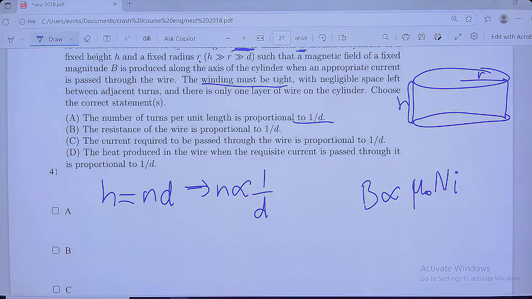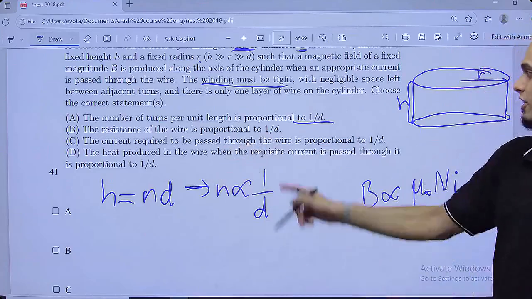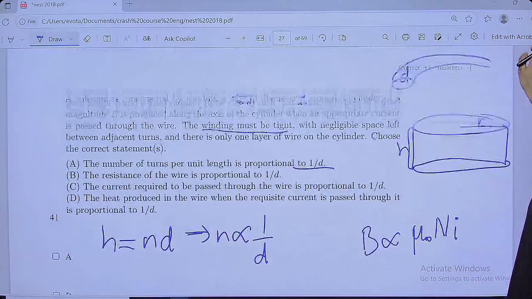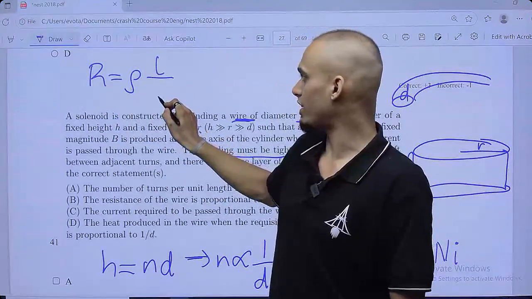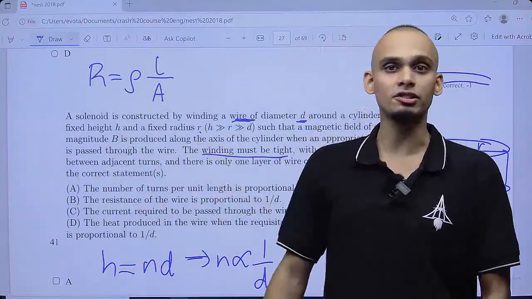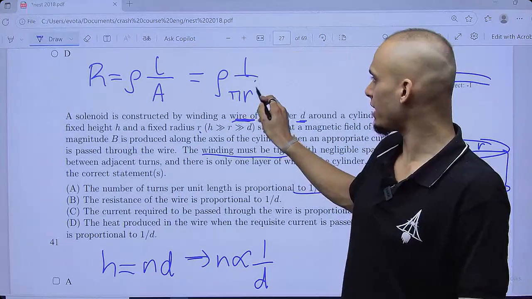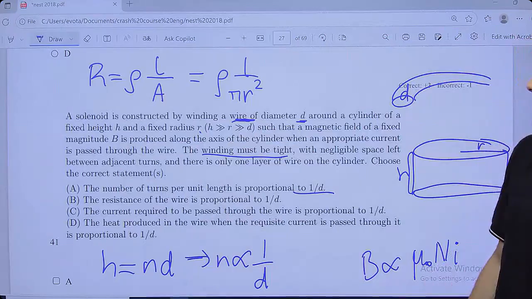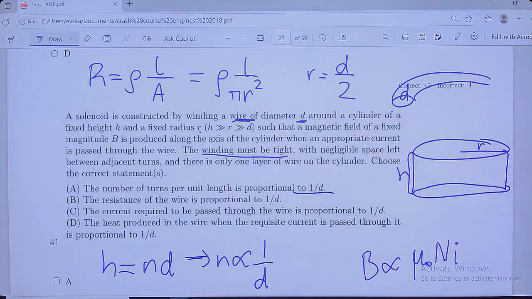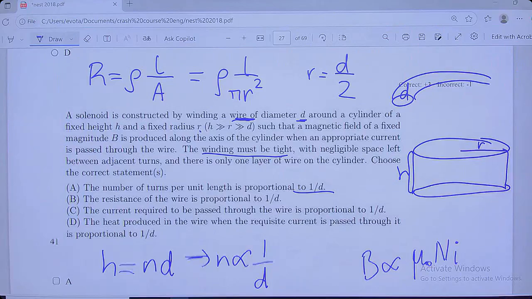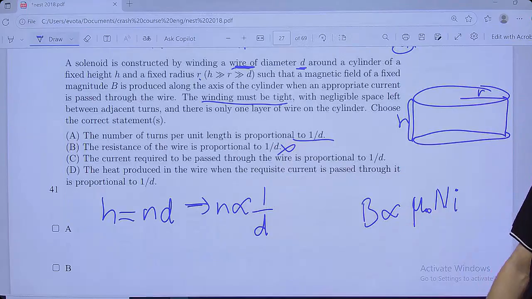Let's check other options. Resistance of the wire is proportional to d. We know this is not true, because resistance, no matter what kind of a wire it is, is always equal to rho into length of wire upon the area of cross-section of the wire, which is equal to rho into L upon pi r square for cylindrical wires. r is basically half of the diameter given to us. So resistance is proportional to 1 upon diameter square, not 1 upon diameter. Option B is not right.